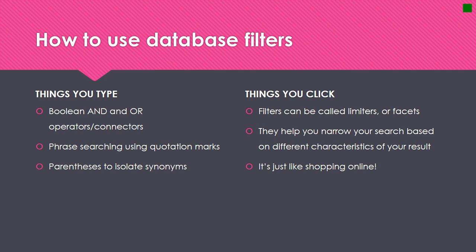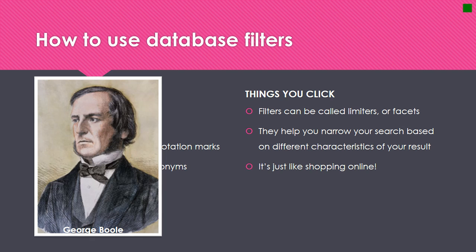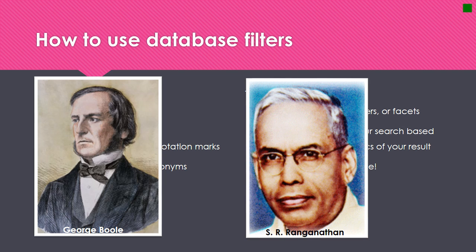It's the same with databases, only you're clicking on the type of document you want, an article from a journal or a news story, etc., the publication date, and other characteristics. Thanks to two mathematicians, George Boole, who gave us Boolean logic, and S.R. Ranganathan, the father of library science and inventor of the concept of faceted searching, your online shopping, your database searching just got a whole lot easier.